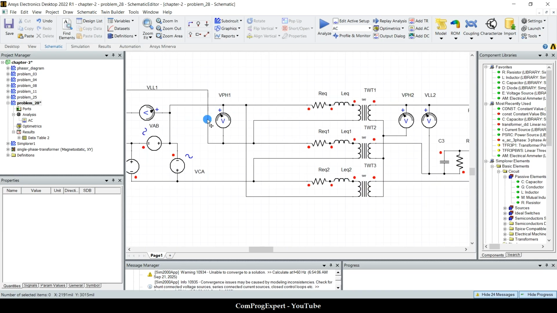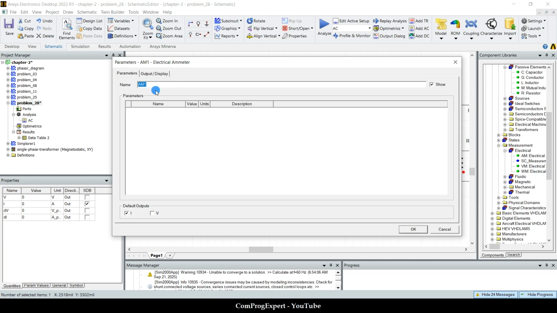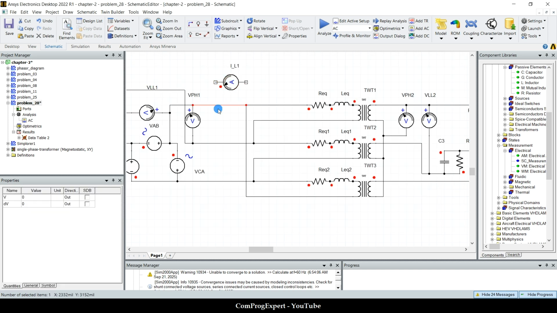Here we have this current for the line. Yes, we should place the ampere meter here. I want to measure the line current for the primary and also the line current for the secondary. Consider the dot point here. This is the I of line 1, the primary. So we should place it here.